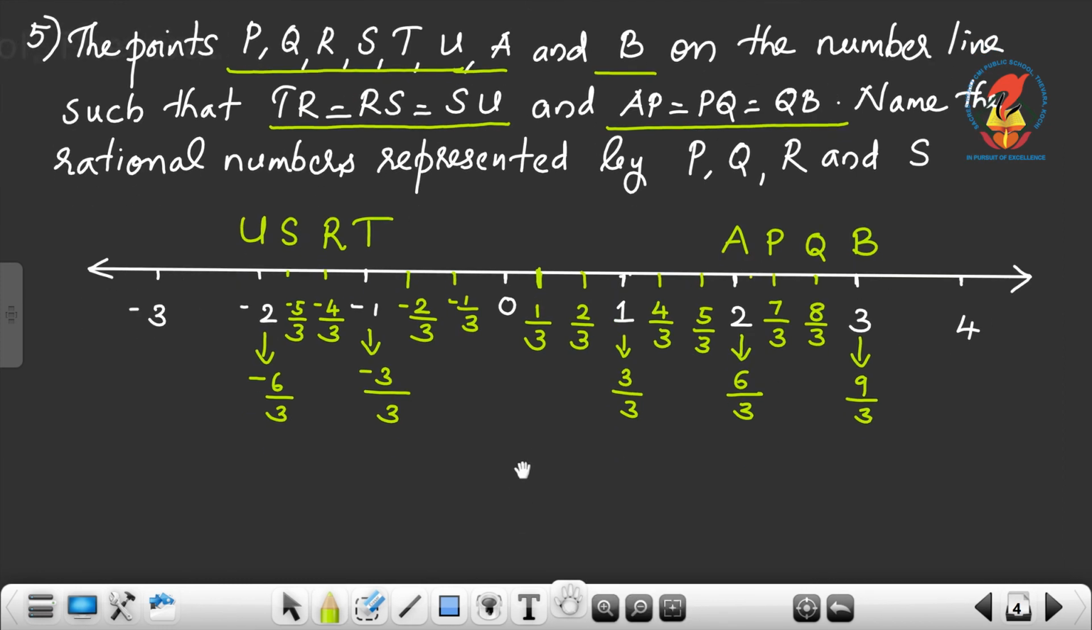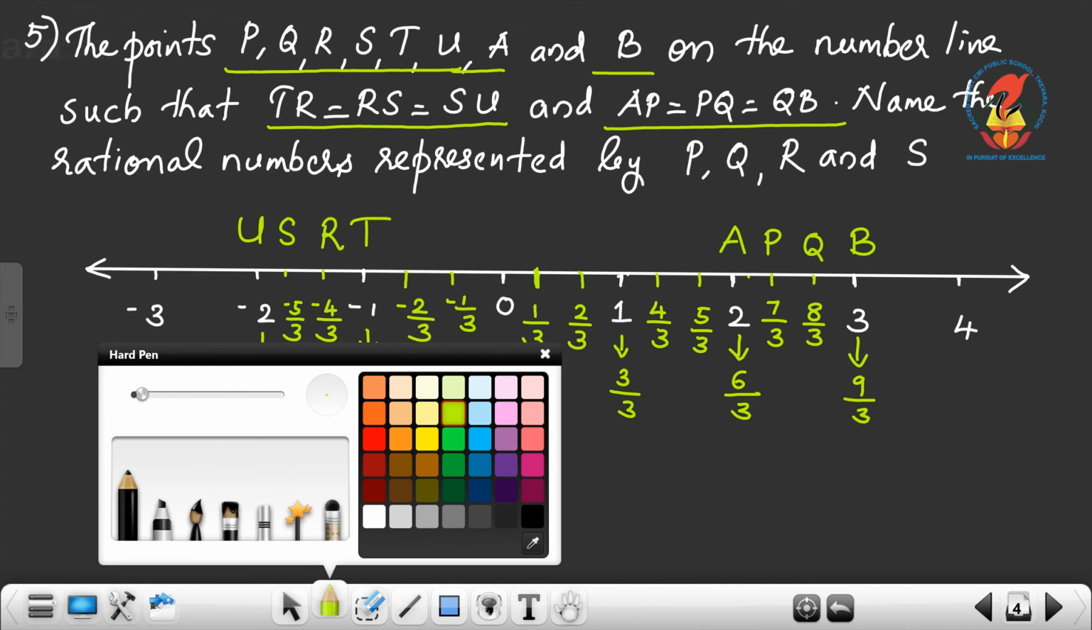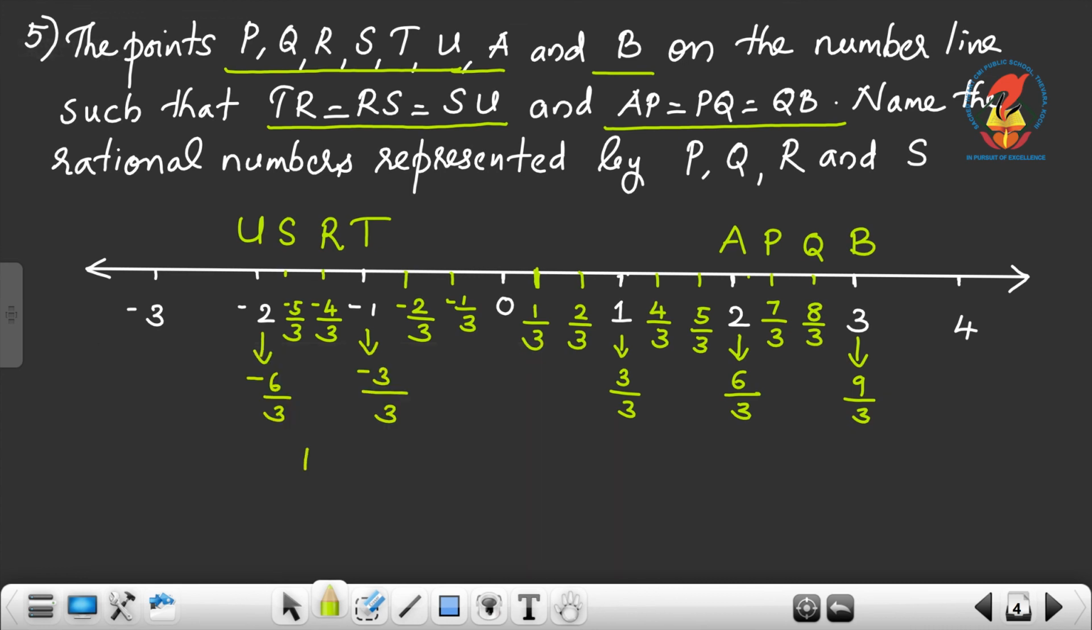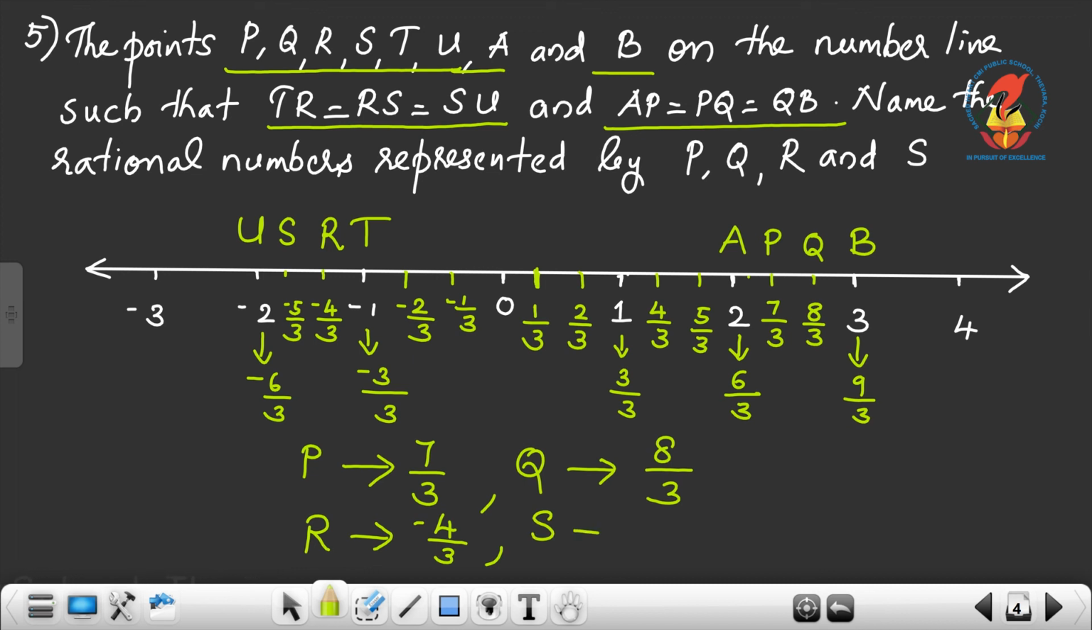So we can write that the point P represents 7 by 3 and Q represents 8 by 3. And when we come to the left side, we have to find out R and S. So the point R represents negative 4 by 3 and the point S represents negative 5 by 3.